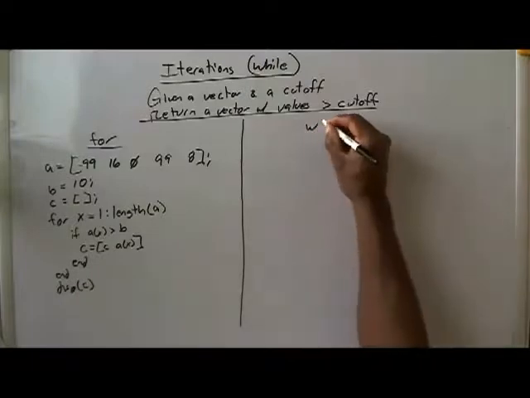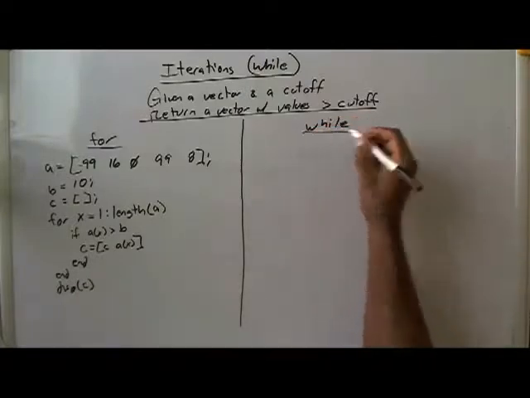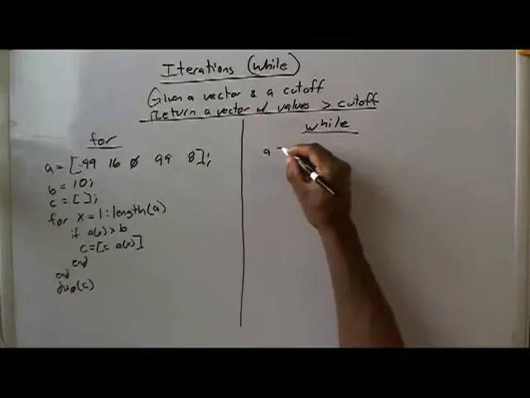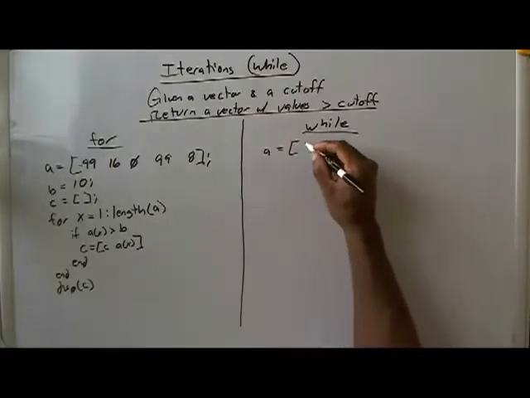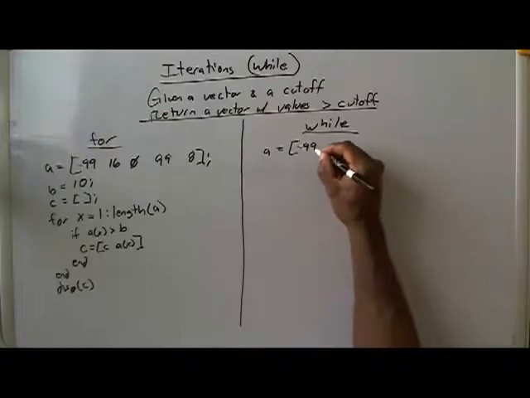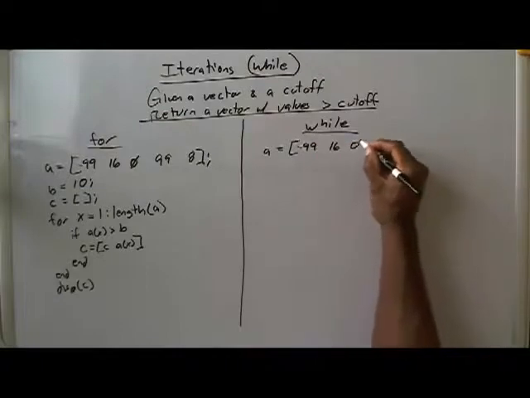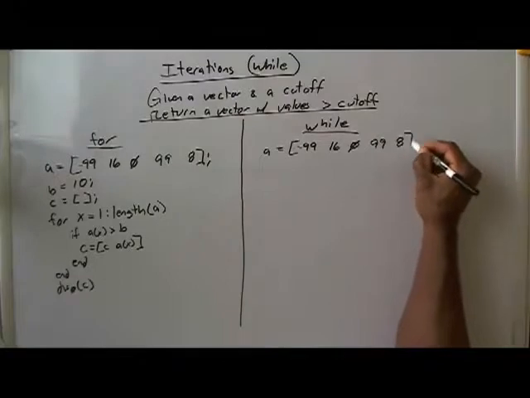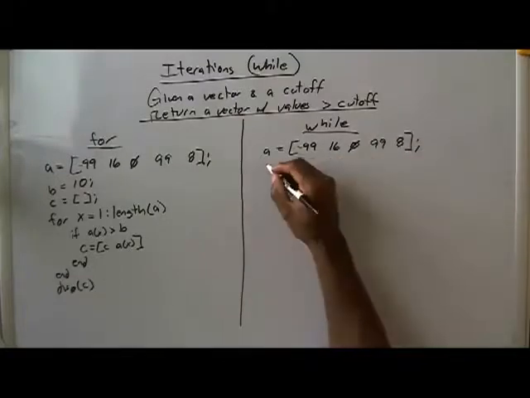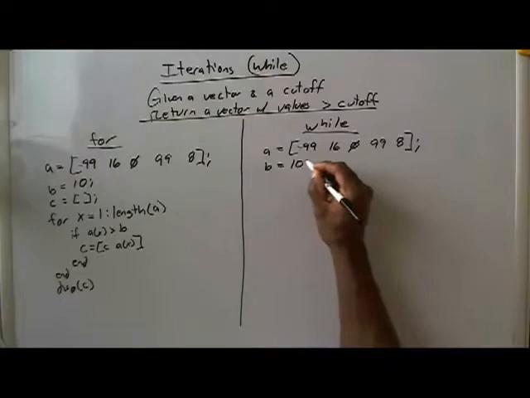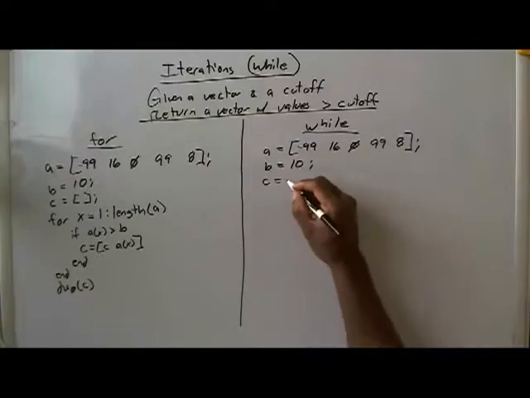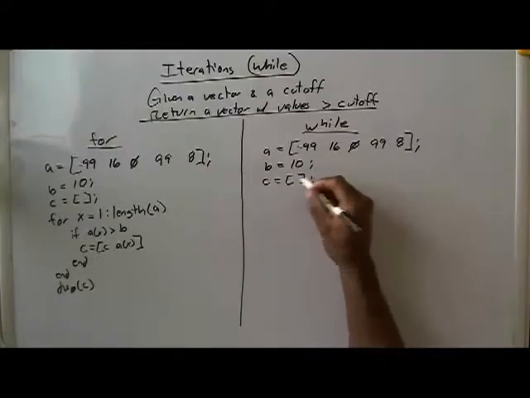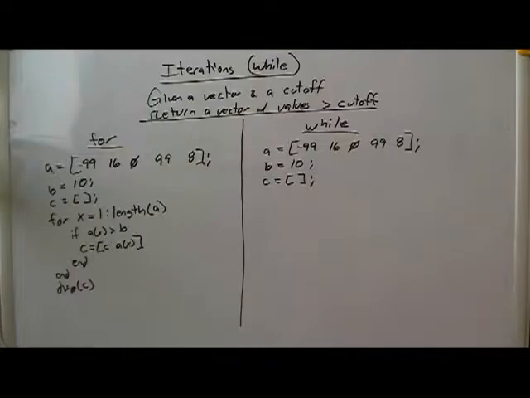Over here on the side with while, and as you follow along, try to anticipate how we're going to convert this. In fact, you could actually stop the video now and try your implementation and then restart the video to see if you got what I got. A equals, so all this part's the same here, and then we set up our result vector C.